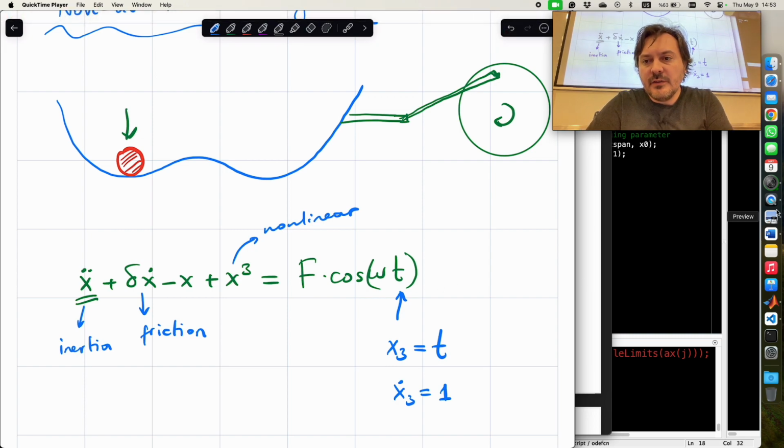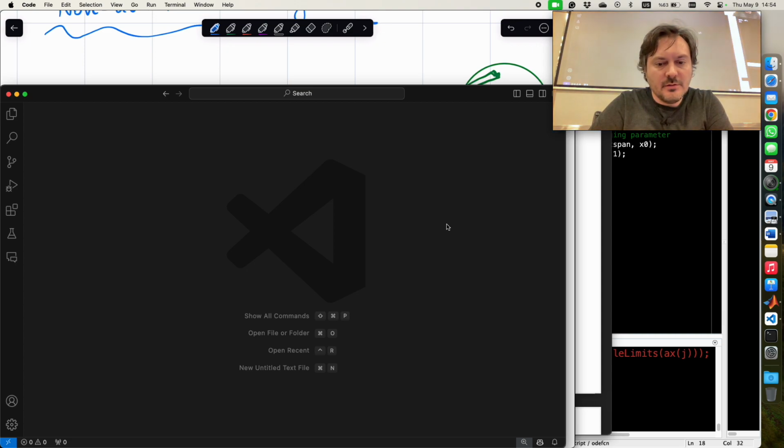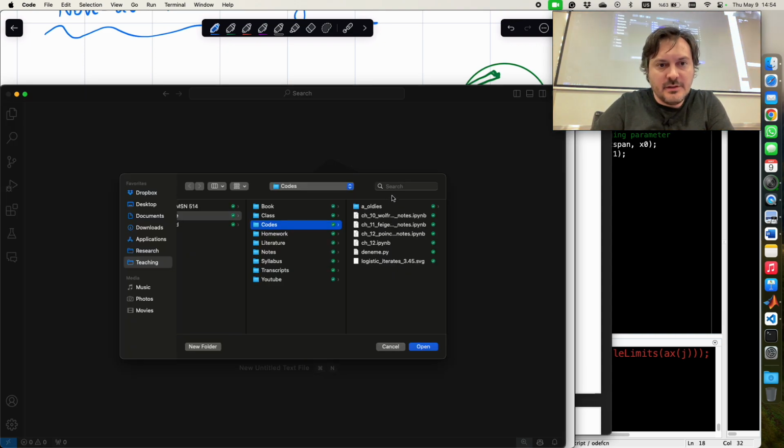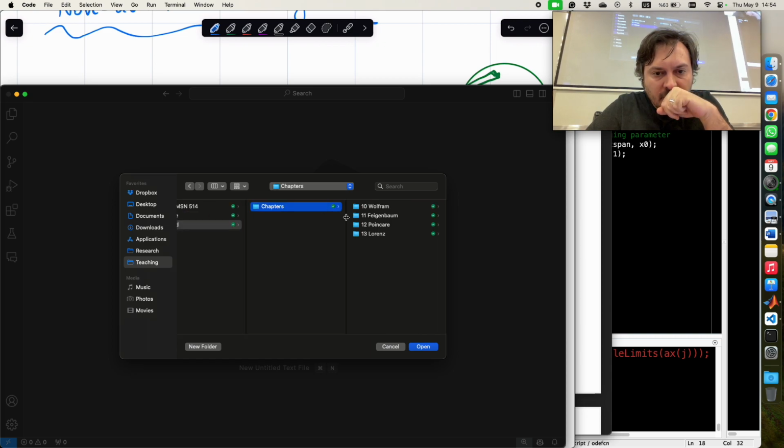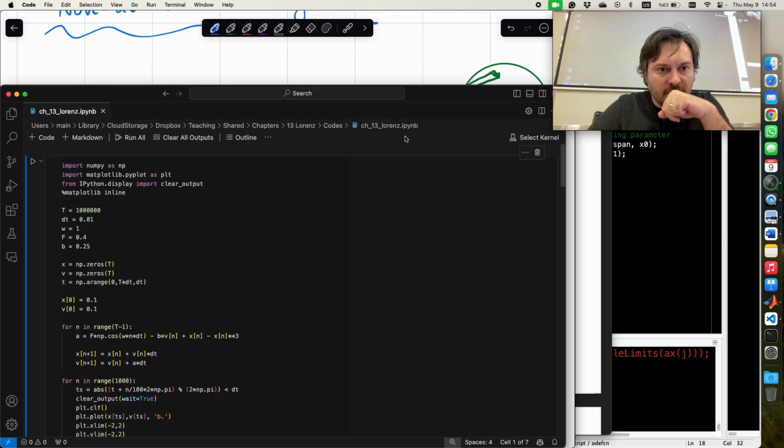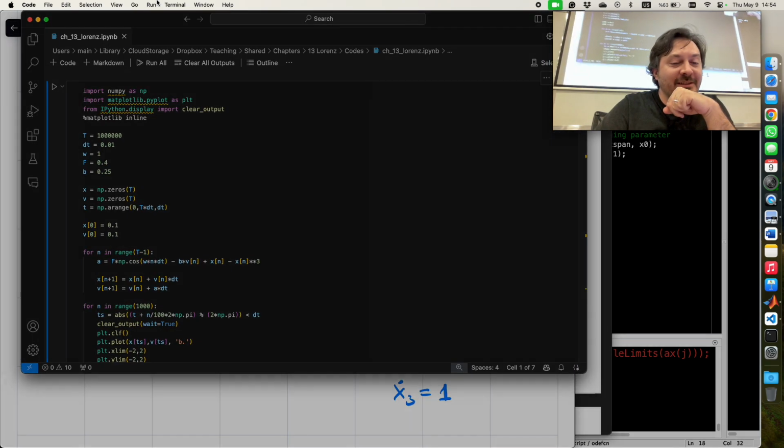And I just happen to have a code for it somewhere here. Oh, it's gone. Let's find it. Shared chapters, Lawrence, codes. Here it is. Python again, yes.